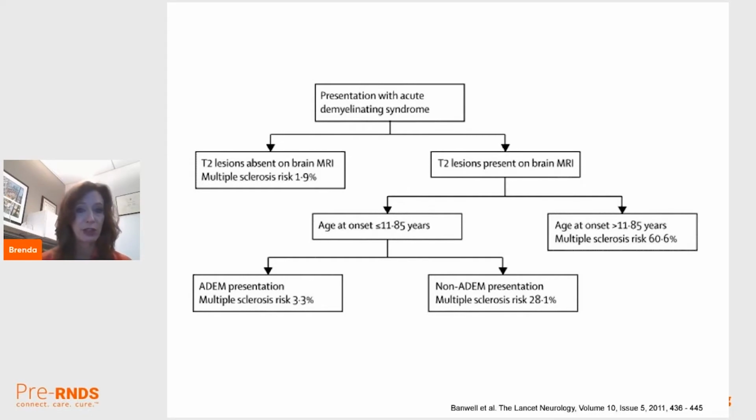If they have lesions on the brain and they were younger, a high percentage of them had ADEM, almost half, and the likelihood that those children with an ADEM first attack would go on to have multiple non-ADEM events, followed closely over now almost 15 years, was about 3%. So ADEM is extremely rarely the first attack of multiple sclerosis, as I mentioned.